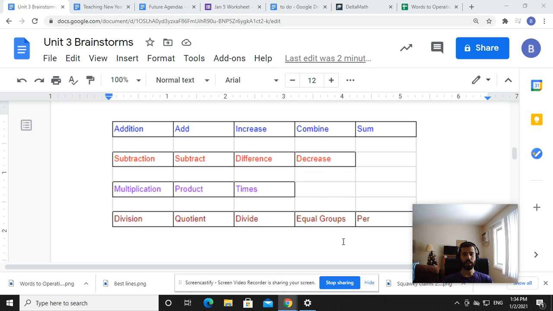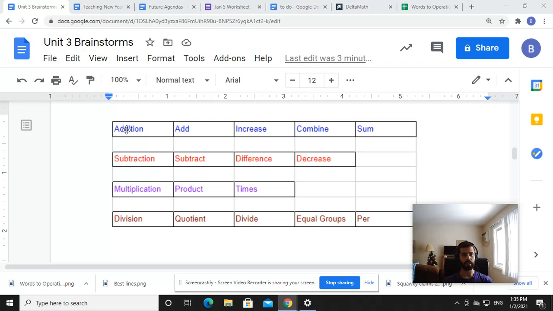Hello, this is Mr. Reyes here to show you that math is a skill that you can learn. So, we are looking at changing words into mathematical expressions.